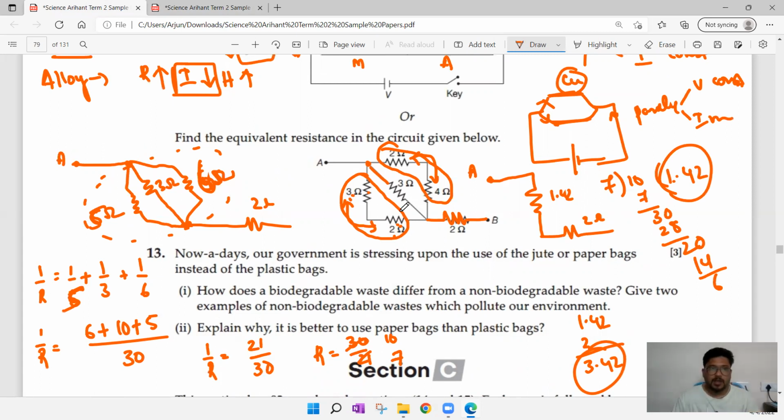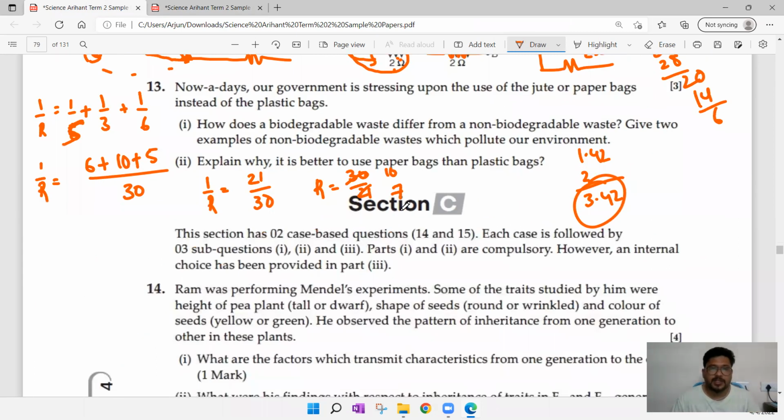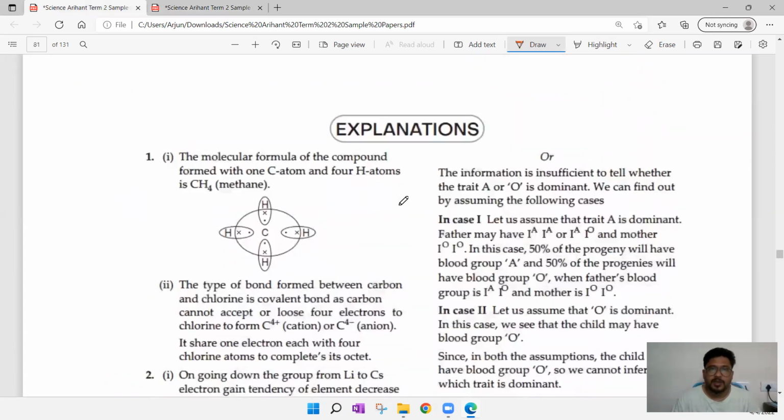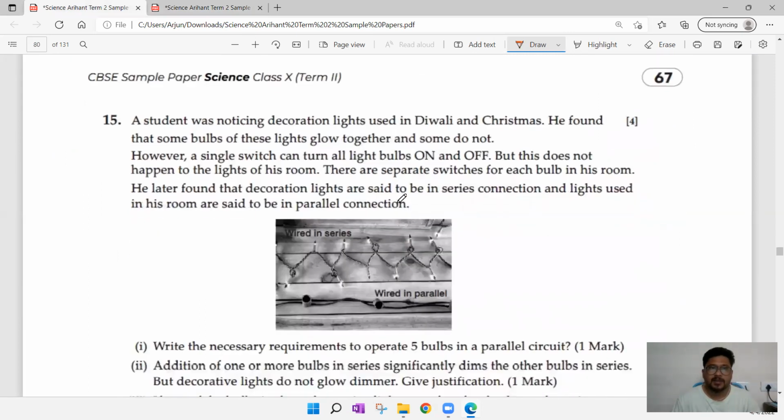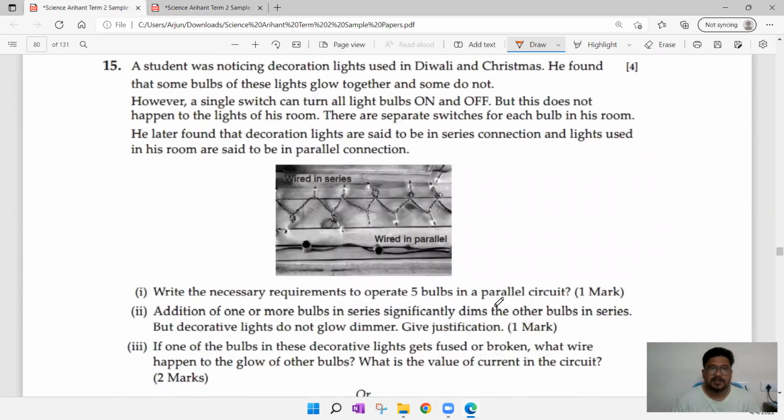So I'll do one thing in the next lecture. We'll see sample paper 5, the next sample paper. At the same time, I'll explain this 15th question. So I'll explain the 15th question and then I'll move to sample paper 5. That's it in this lecture.